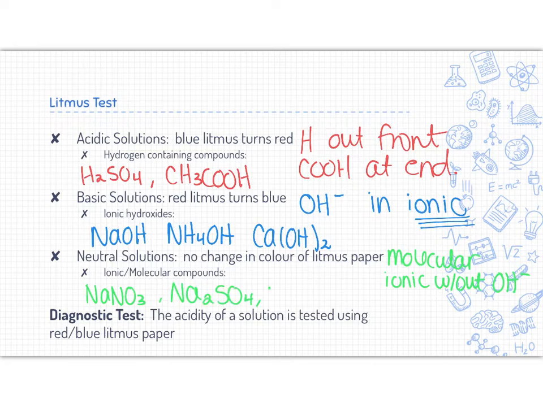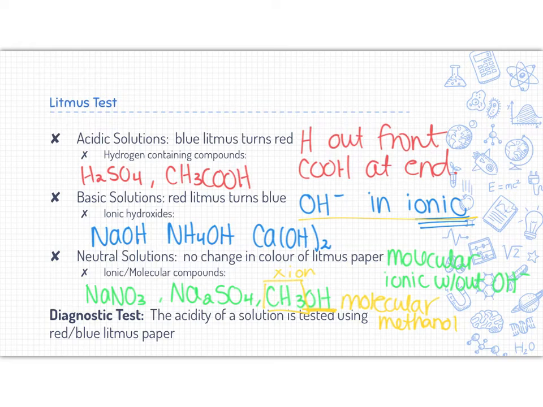Another one is CH3OH. Now this looks tricky, and it's one of my favorite examples. It's got an OH with it, so it looks like it should be basic. However, this is not an ion. Therefore, this is molecular. This was methanol. It is not basic, it is neutral.